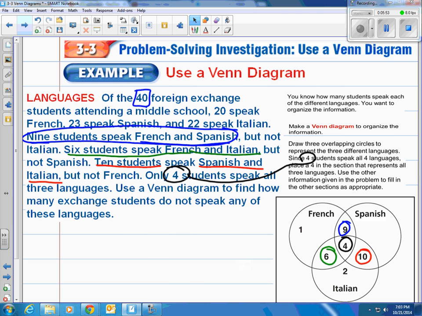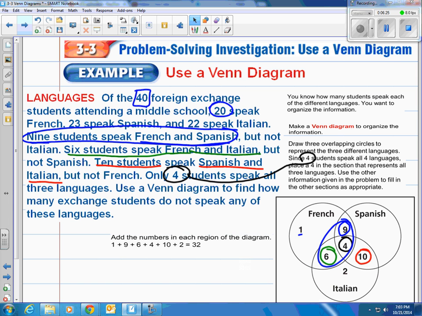Now, if you look, we have to make, let's see here, we have French, Italian, and then Spanish left over. We have 20 speak French. Now, there's 20 kids total that speak French. So we have 9 plus 4 plus 6. And if you add that up, that's 19. All these added up equals 19. And this is all in French, but we need to get to 20. So we have to have one that just speaks French by themselves. So there it is. And that's kind of what it says here.